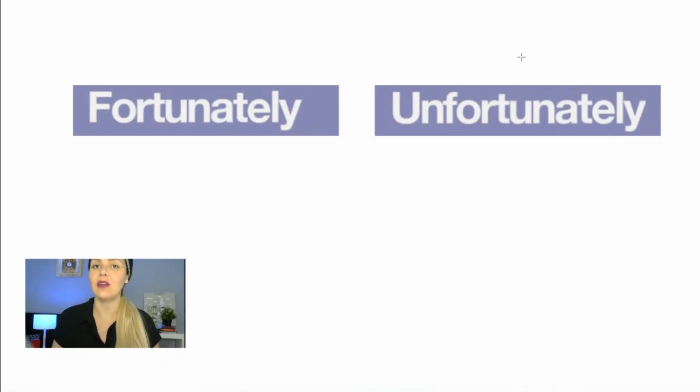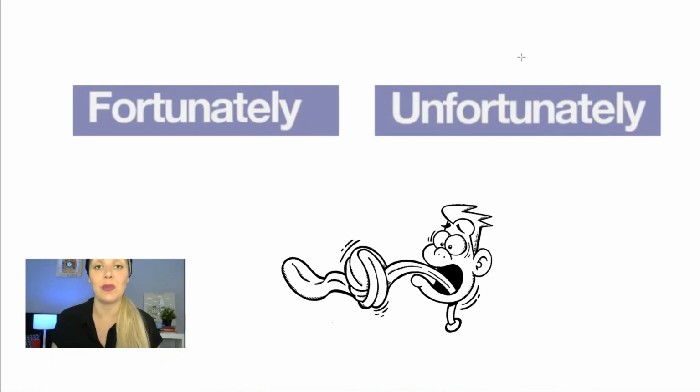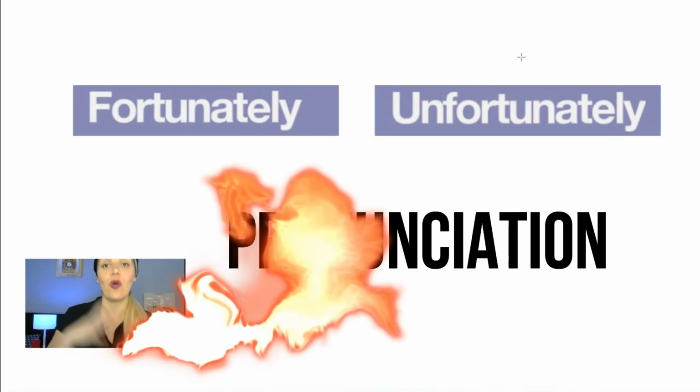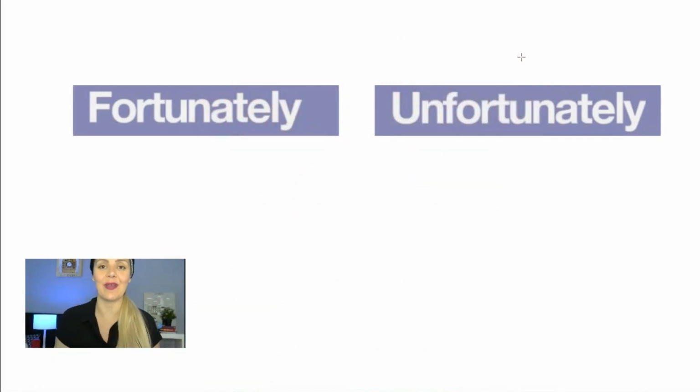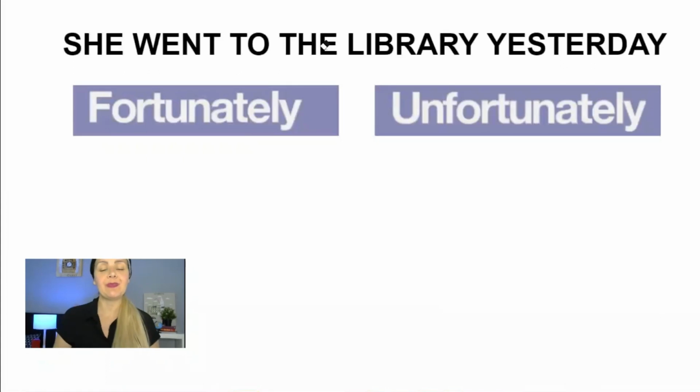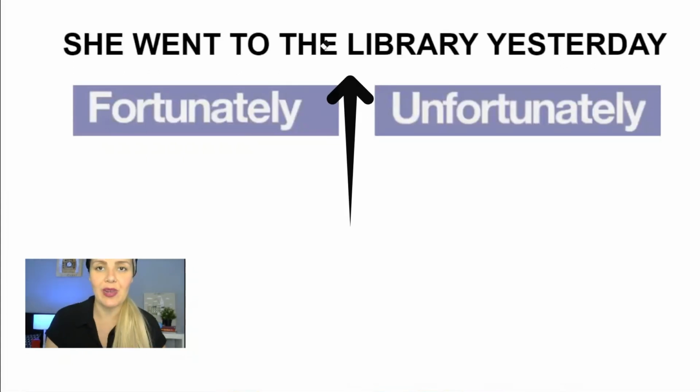The second activity is fortunately, unfortunately. So first thing here, these 2 words are very likely to be mispronounced. So make sure your students know where the stress goes and how to pronounce them. All right. And then you are just going to write a sentence, any sentence. So for example, let's say I'm going to say, she went to the library yesterday.